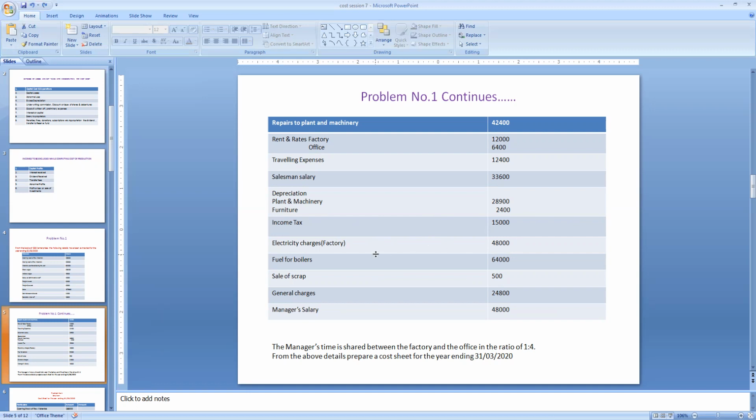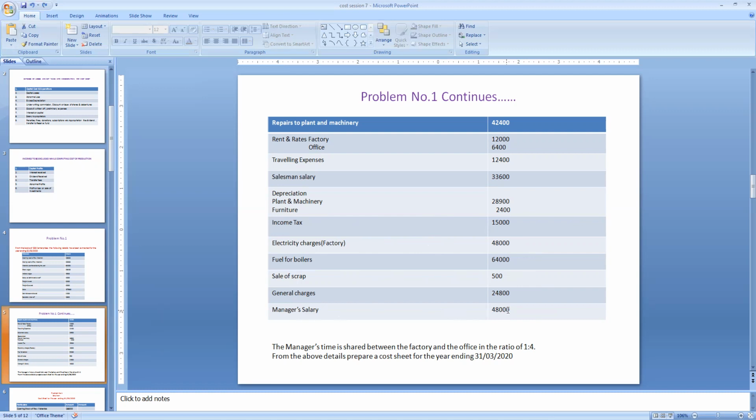This electricity charges is an expense incurred for the factory, so it has to be shown in the factory overheads. Next, we purchase fuel for the boilers, which we use in the factory, that is 64,000, and it has to be shown in the factory overheads. Sale of scrap. The scrap is seen in the factory. Those scrap items are being sold, so it has to be shown as a less item in the factory overhead. It is 500. General charges has to be shown in the administration overhead.